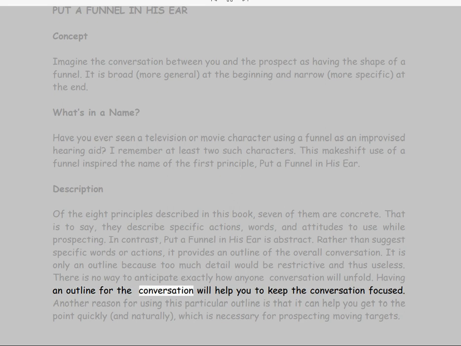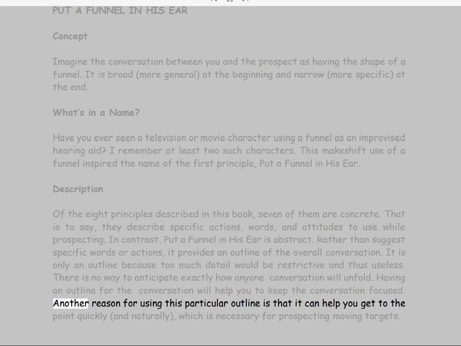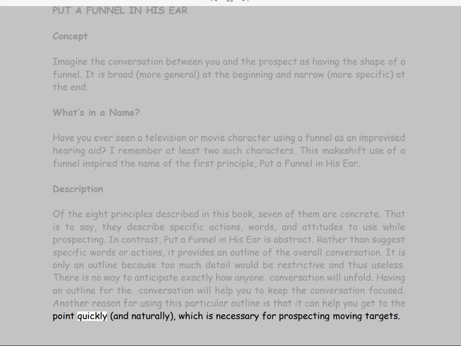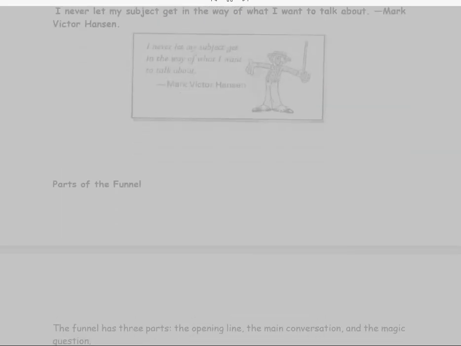Having an outline for the conversation will help you to keep the conversation focused. Another reason for using this particular outline is that it can help you get to the point quickly and naturally, which is necessary for prospecting moving targets. I never let my subject get in the way of what I want to talk about. Mark Victor Hansen.